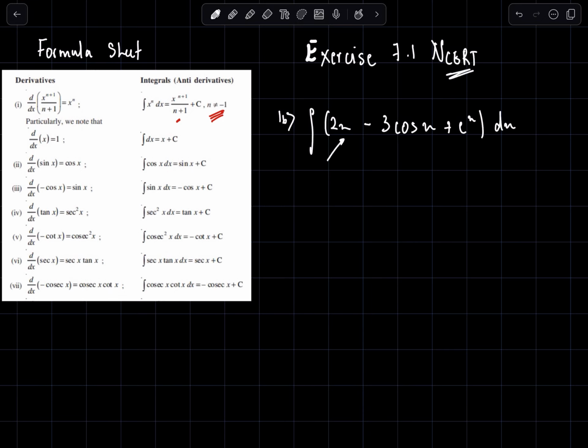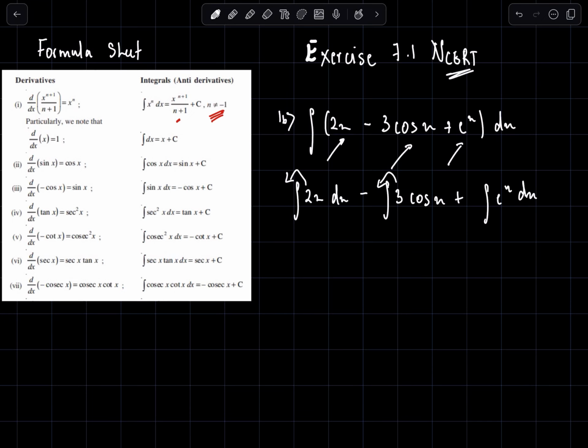So 2x, then 3 cos x. Remember, the integral of cos x is sin x, quite simple. And e to the power of x, you know what it is, right? So you can do this directly in your head as well. I don't have to go through every single step. But remember, for your exams, you want to make sure that you write integral of 2x dx minus integral of 3 cos x dx plus integral of e to the power of x dx, correct? Now, obviously, take 2 out, take 3 out, and integrate the terms.